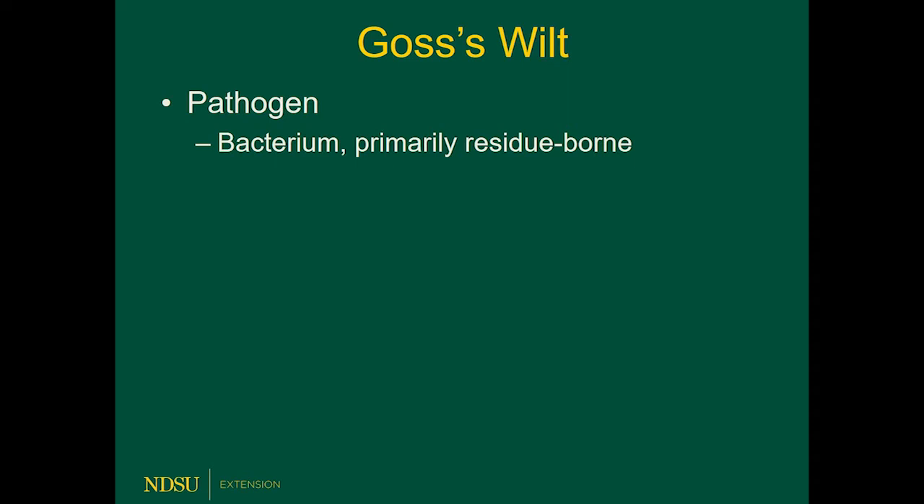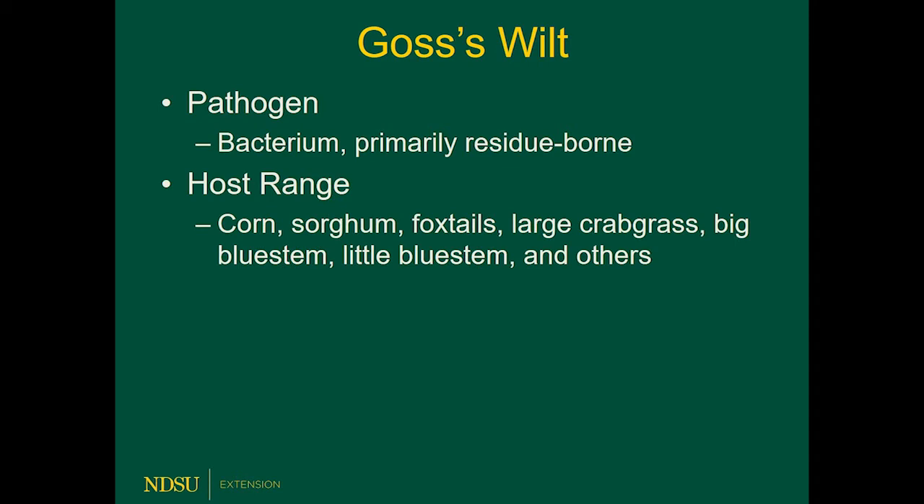In our state, the primary host we have is corn, and the reason why I say it's a primary host is not all hosts are created equal for this disease. You can find it on sorghum and other grassy weeds, but the preferred host is going to be corn, as we're not quite sure what implications the foxtails and the crabgrass have in the agronomic setting in our state.